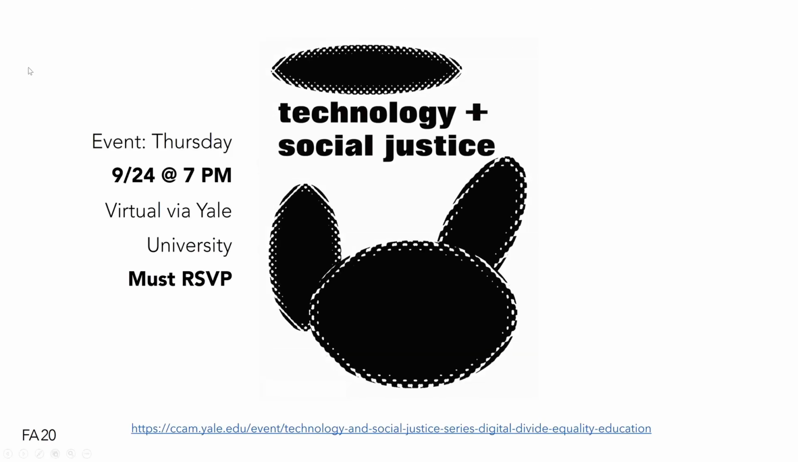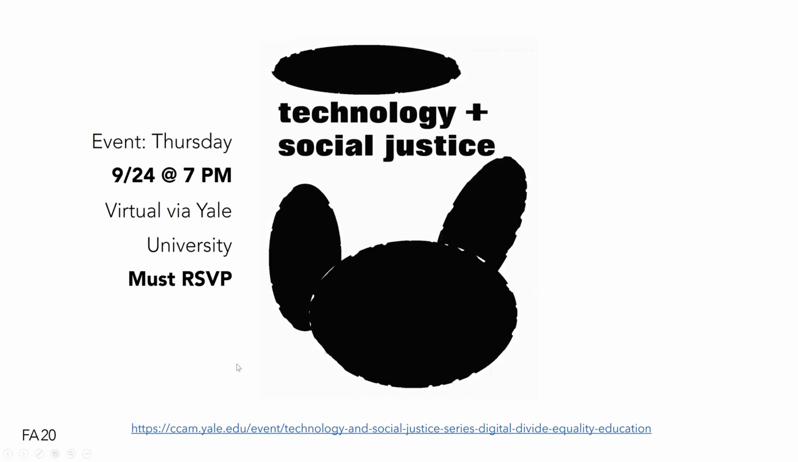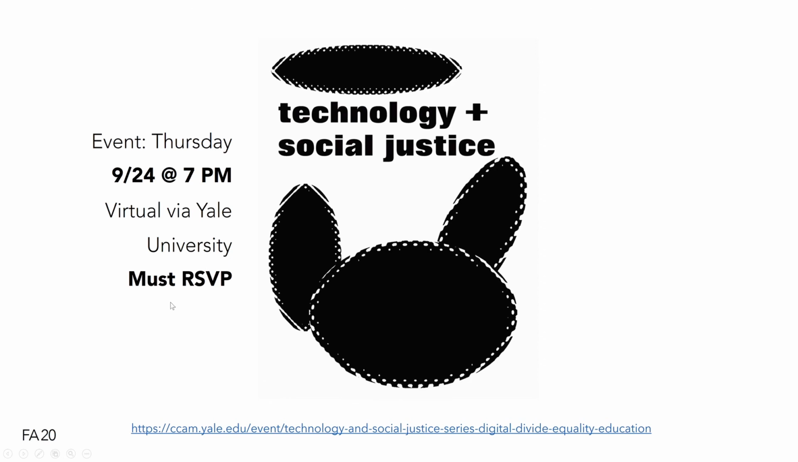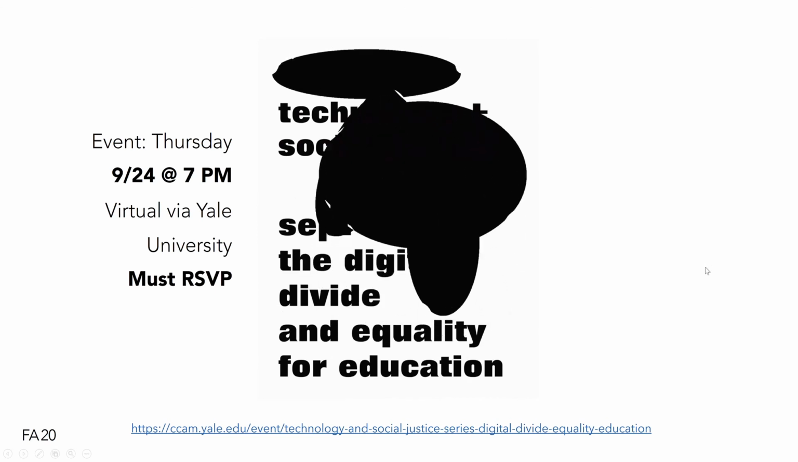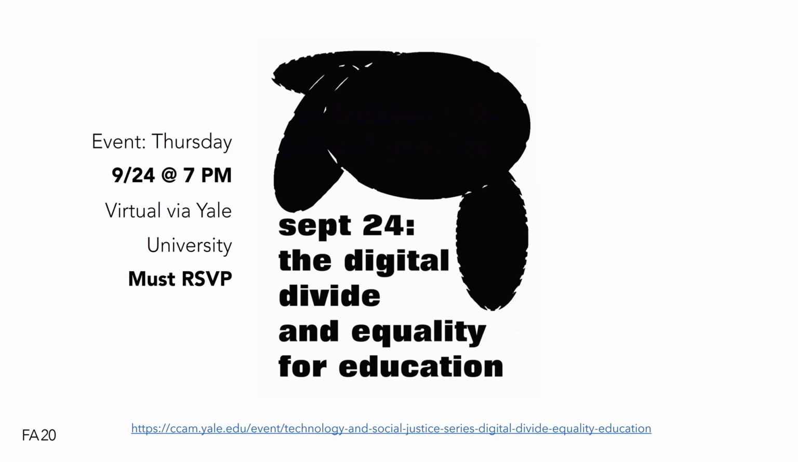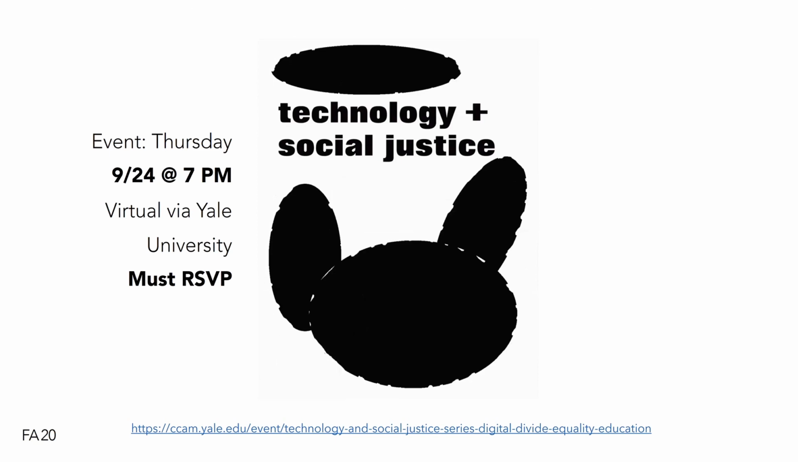Okay, and I wanted to mention this event that came very conveniently into my inbox yesterday. When we get back, when we start talking, I'm gonna send this link at the bottom. There's this event on Thursday, tomorrow night at 7 p.m. It's virtual, it's at Yale University, and it's on technology and social justice, and you must RSVP. It's on the digital divide and equality for education. So I think that will be really interesting, even if your focus is not on education, because it's going to show you how they're applying this idea of a digital divide and thinking about it as an equity question in education. So I'll send you that link again.